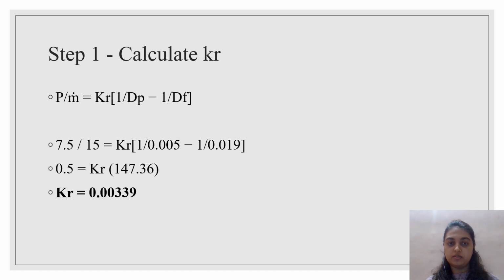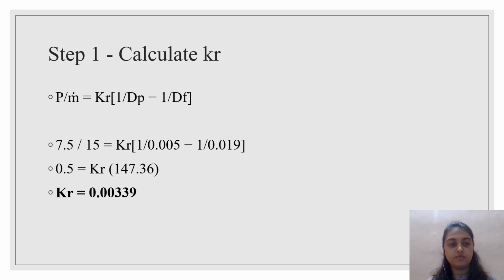Step number 1, calculate Kr, that is Rittinger's constant. Because you can see on my screen that in the formula we have P, we have M, we have dP, dF, everything. But one unknown is Kr, Rittinger's constant.